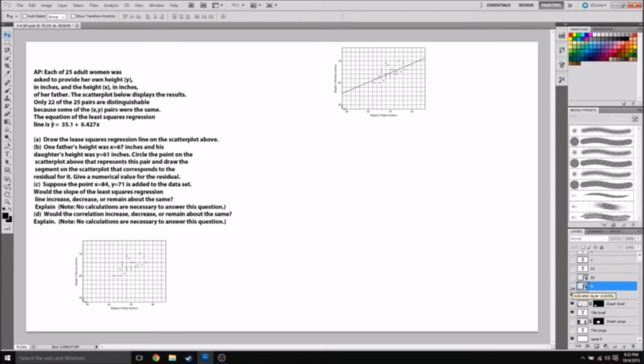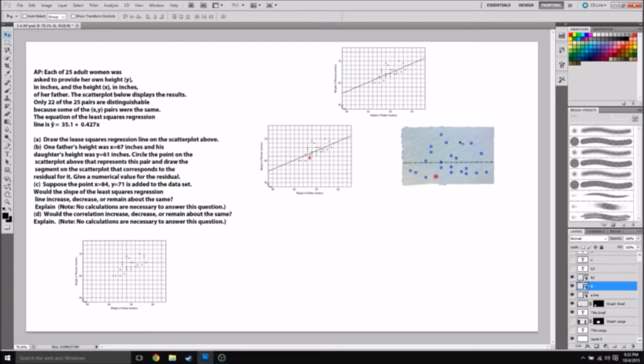One father's height was 67 inches and the daughter's height was 61 inches. Circle the point, which I have done here in red, and then draw a segment on the scatter plot that corresponds to the residual, which would be drawn up to the linear regression line, and then the numerical value. So here's our linear regression of our data, and it's still circled in red. And the value of this would be 67. So the numerical value at 67 in the residual plot is negative 2.532 inches. So that's our numerical value.